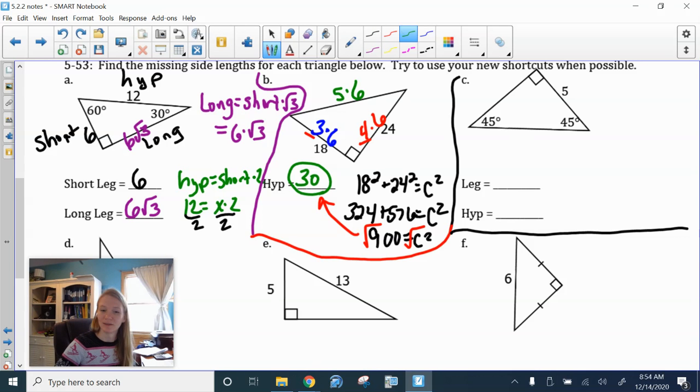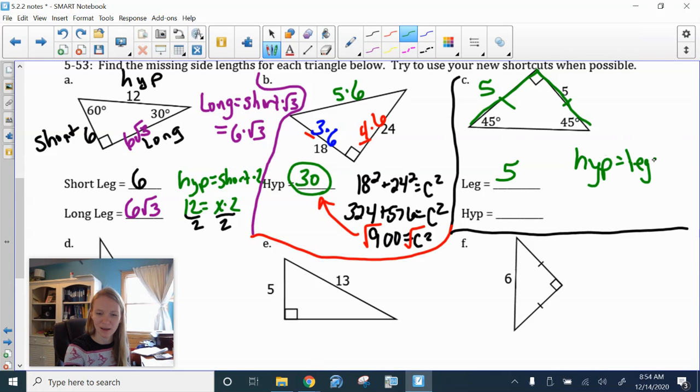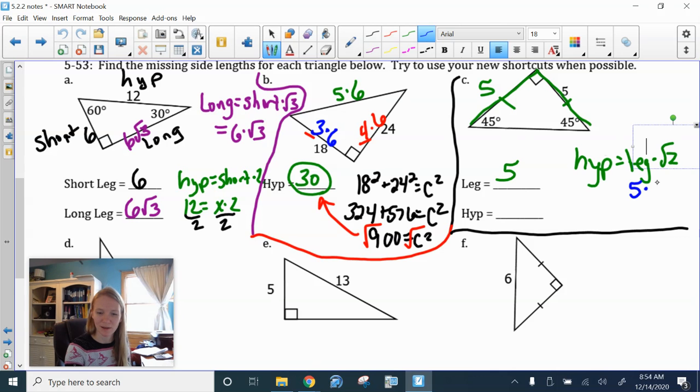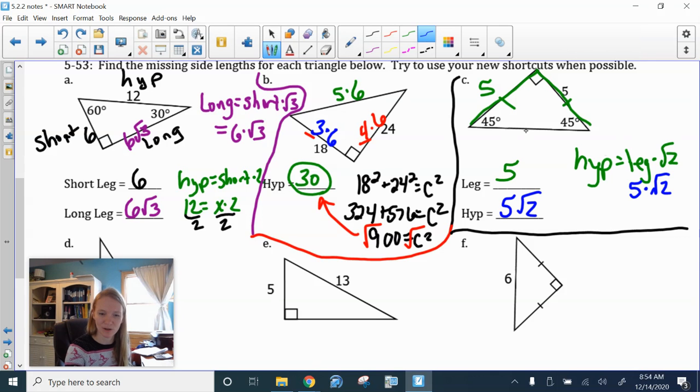Part C, it's a 45, 45, 90 triangle. So we know the legs are going to be equal. So that one's a nice one. Legs just 5. And your hypotenuse equals the leg times the square root of 2. So if the leg is 5, 5 root 2 is the hypotenuse.